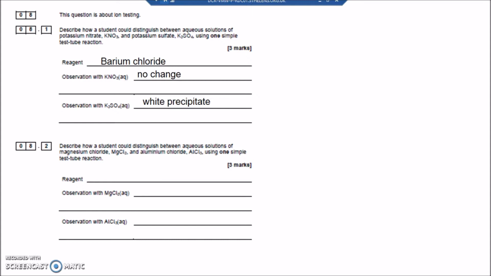Describe how the student could distinguish between aqueous solutions of magnesium chloride and aluminium chloride using one simple test tube reaction. He'd add something like sodium hydroxide and make magnesium hydroxide and aluminium hydroxide. Magnesium hydroxide is a white solid, a white precipitate or a white solid, either will do. And what you actually get is aluminium hydroxide, and that redissolves when you add more sodium hydroxide. So you get a white solid or a white precipitate, either will do, and in excess, so when you add more sodium hydroxide, then it dissolves.